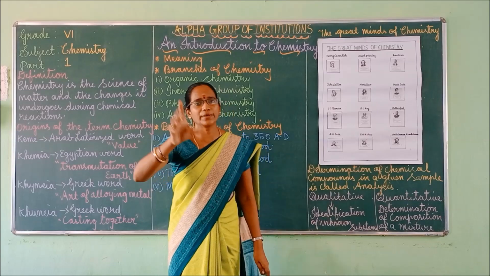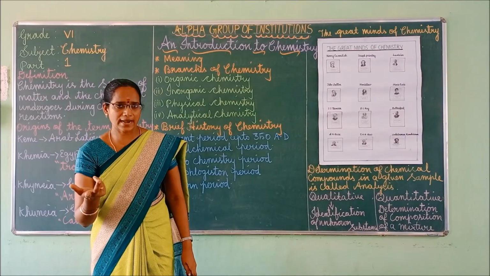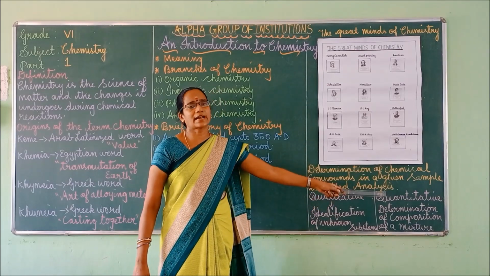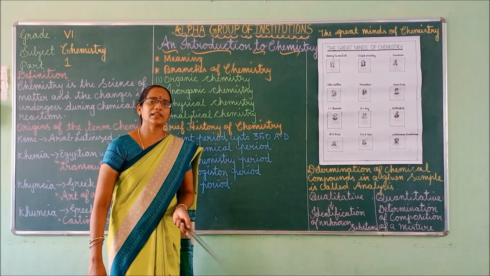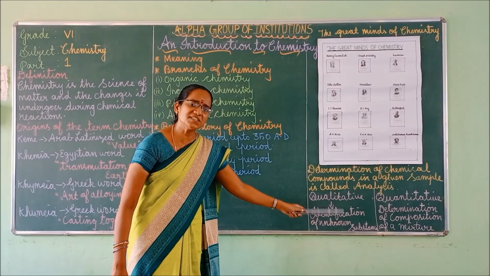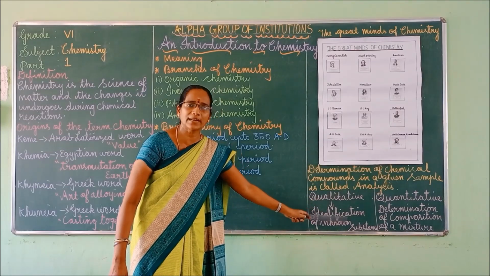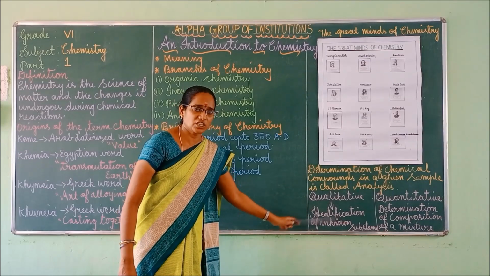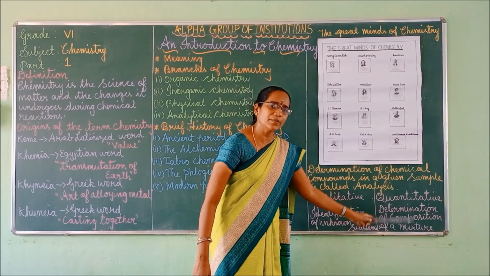A given sample will be given to you, and from that you have to determine the chemical nature of the substance. That is called analysis. There are 2 types of analysis: qualitative analysis and quantitative analysis. What is the difference between them? Qualitative analysis mentions the identification of an unknown substance, one you don't know about. Whereas quantitative analysis determines the composition of the given mixture.